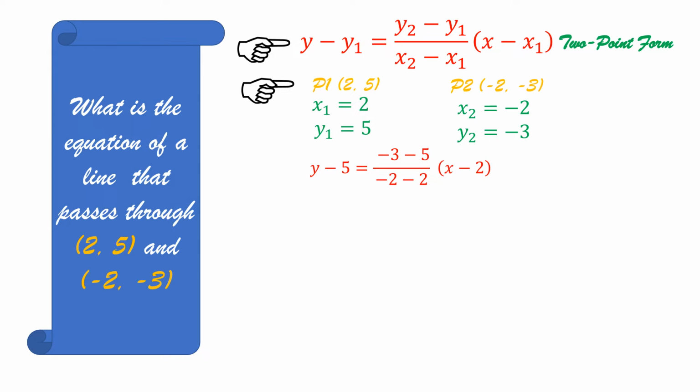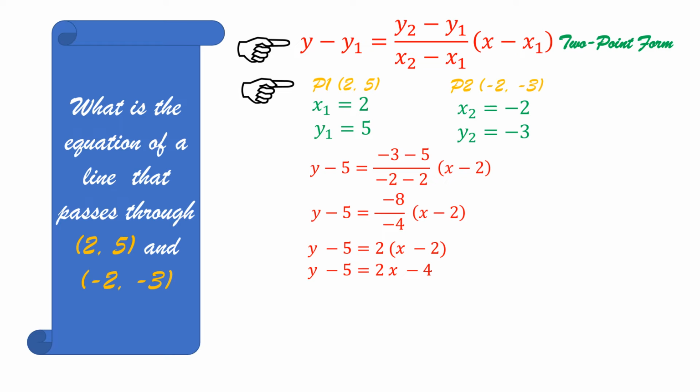So we have y minus 5 is equal to (-3 minus 5) over (-2 minus 2) times the quantity x minus 2. Let's simplify the fraction. -3 minus 5 becomes -8 in the numerator. -2 minus 2 is -4 in the denominator. And -8 over -4 is equal to positive 2. So let us now distribute that 2 to x minus 2. We have y minus 5 is equal to 2x minus 4.